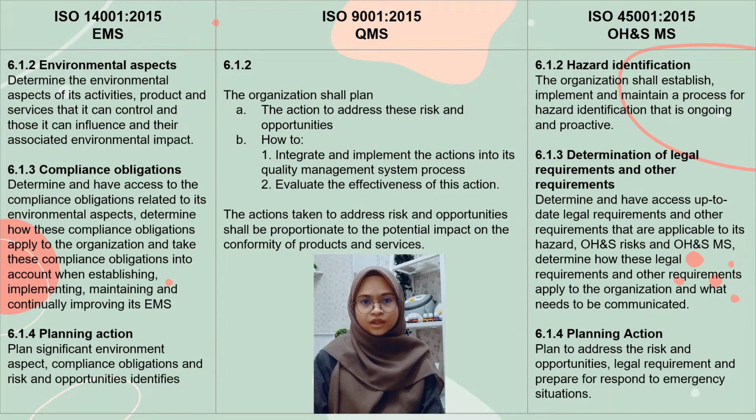For ISO 14001, it is about environmental aspect, compliance obligations, and planning action, while in ISO 9001, the organization plans the action to address risks and opportunities, integrates and implements actions into its QMS, and evaluates the action effectiveness. For ISO 45001, it is about hazard identification, determination of legal requirement, and planning actions.